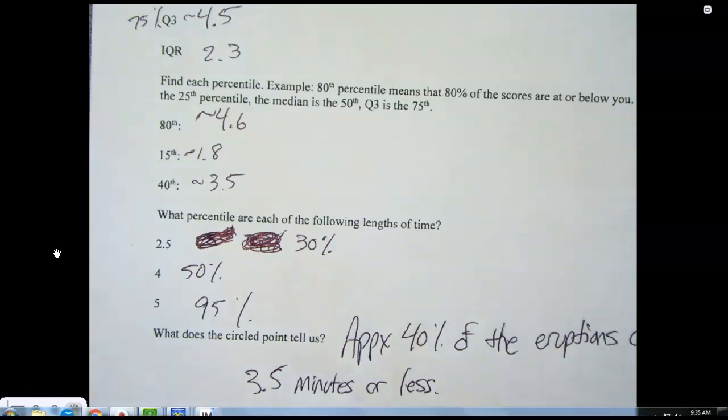And that last one, what does the circle point tell us? So make sure you include context in that. It's one of those, like, you're writing stuff out, you want to always refer back to the context of the question.